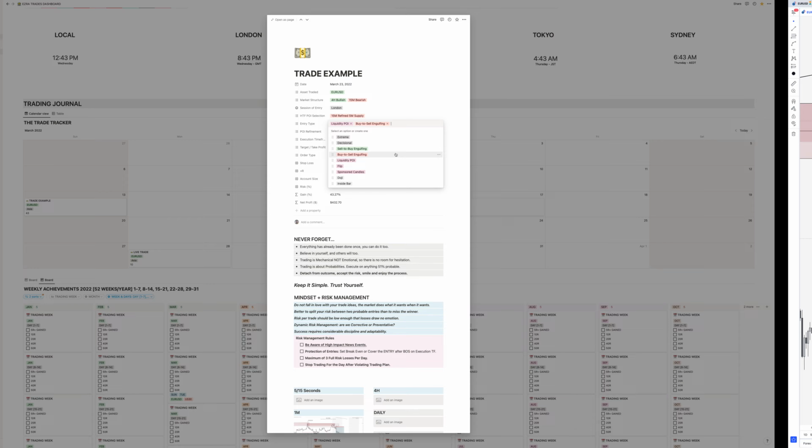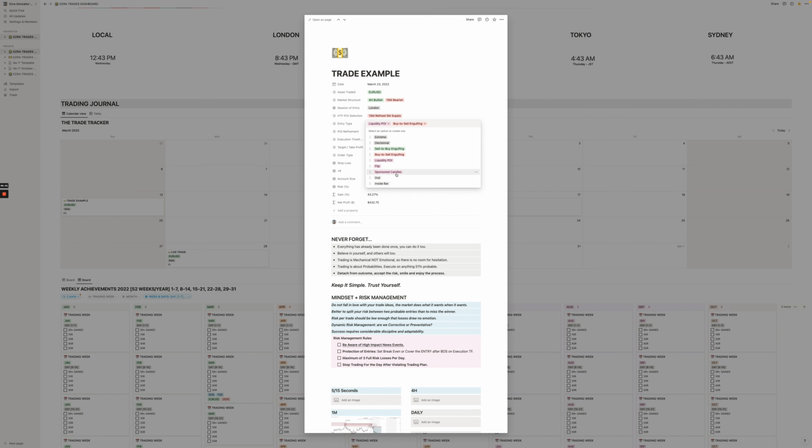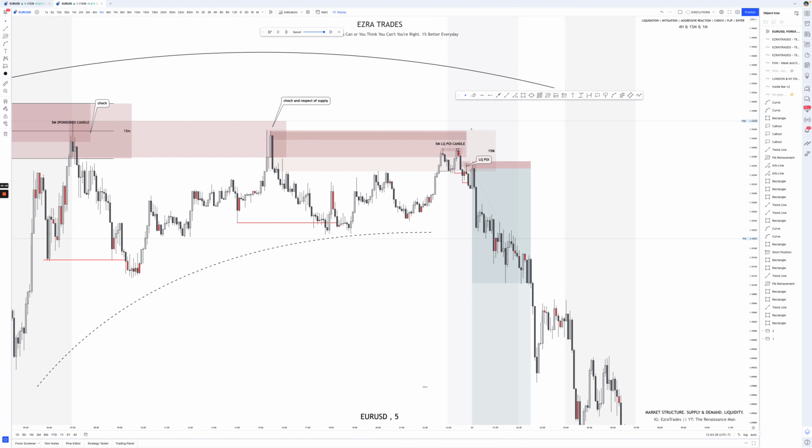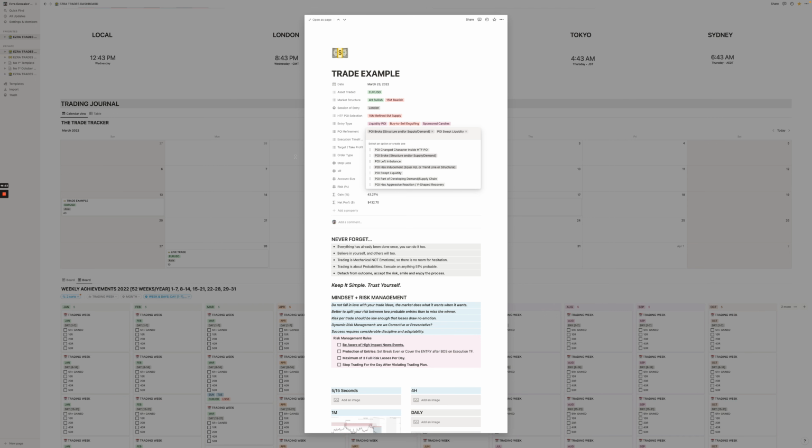So liquidity POI. Is it a flip? No. Sponsored candles. We're going to say it's sponsored candles. That's important. Okay. So now we have some things that we've added here. Now, when we refine this POI, what makes this a good POI? We don't necessarily need to mark all of them, but it's helpful to because it'll make you a better trader.